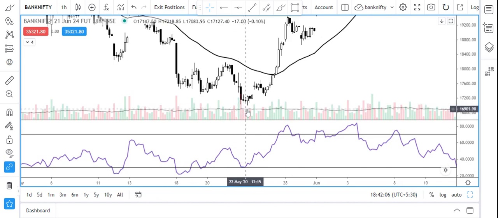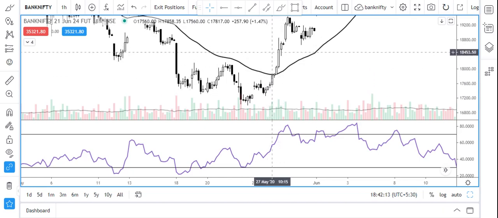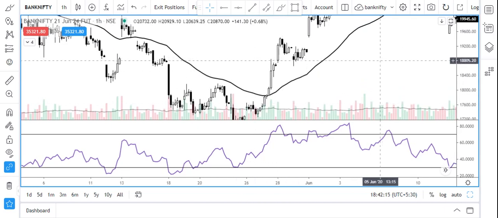Again here it just came and touched the 30 level. After this bullish candle we can go long, and this was a May expiry. It gave a very wild move.